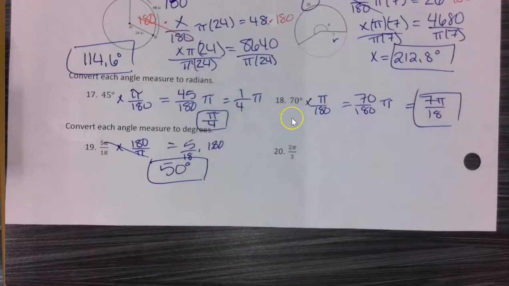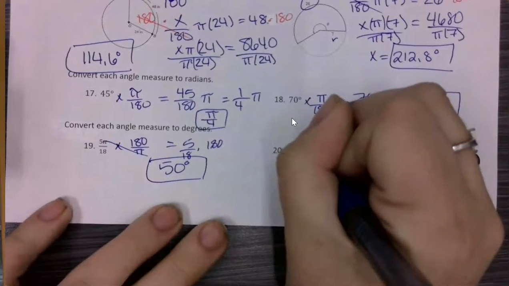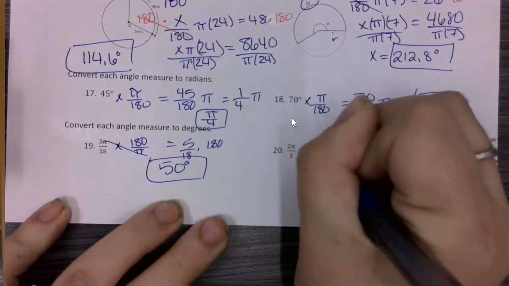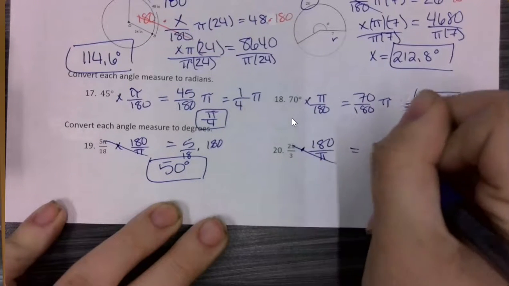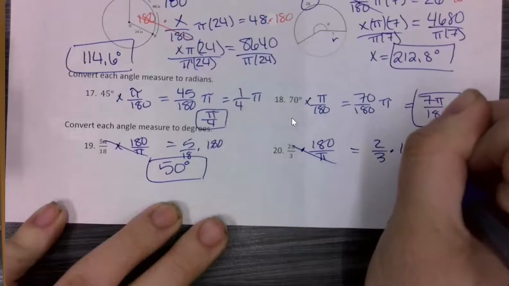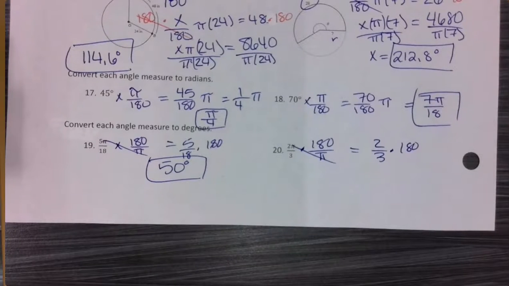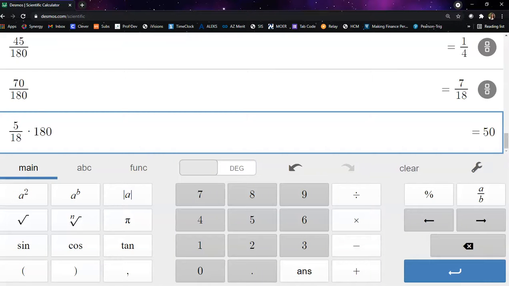So I can do the same thing for the last one. I'm going to multiply by 180 over pi. Pi's cancel out. I have 2/3 times 180. Which gets us 120 degrees.